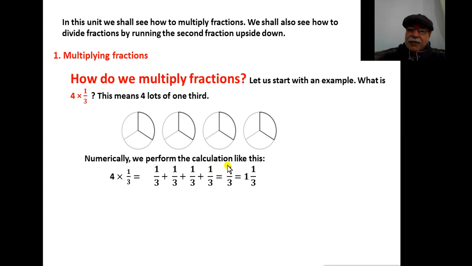As 4 over 3, we simplify it to 1 and 1 over 3. 4 over 3 means dividing: how many 3s in 4? It is 1, and how many remain? 1 over 3.